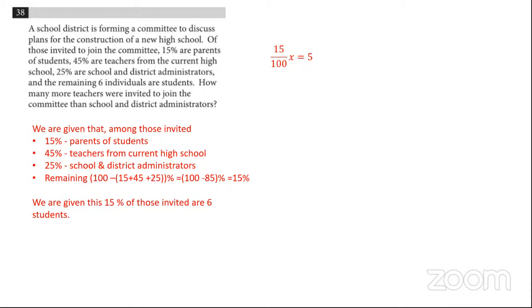So we are given that 15% of those invited are 6 students. So let us now take X to be the number of people invited to join the committee. Okay, I made a mistake here as well. 15% of X is equal to not 5, it should be 6. So 15 by 100 X equals 6. That is 15% of the total invitees, which is X, is 6.